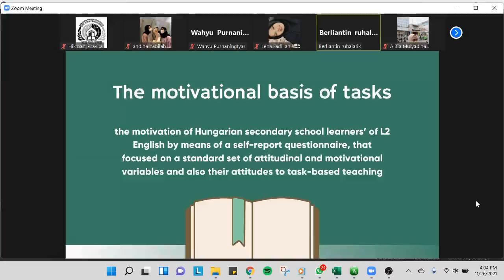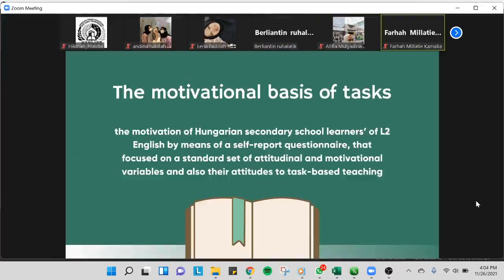The motivational basis of tasks: the motivation of Hungarian secondary school learners of L2 English was studied by means of a self-report questionnaire that focused on a standard set of attitudinal and motivational variables and also their attitude to basic teaching.